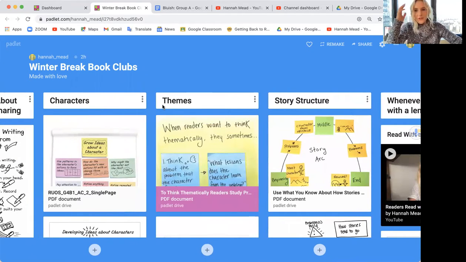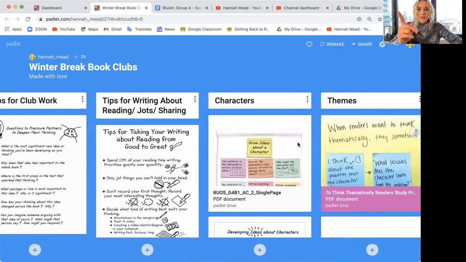I don't know. I feel like I'm still learning a lot about the characters. I don't know if I can make any ideas about him. I don't know any themes yet. I don't know where to go with story structure. You know what I'll do?